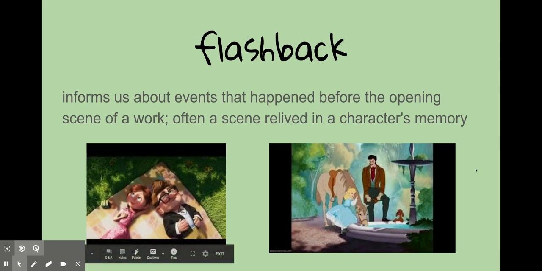The same thing with Cinderella. We have this flashback of her with her father during happier times before he married the wicked stepmother. And these flashbacks help us understand the character at the point the story opens, and why they act the way they do or believe the things that they do.